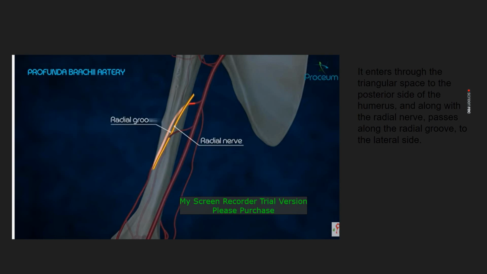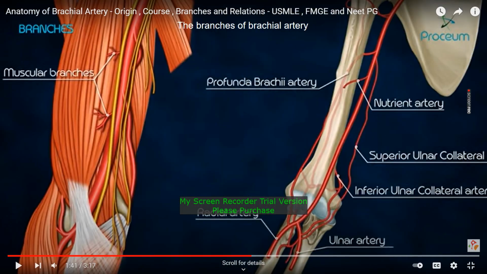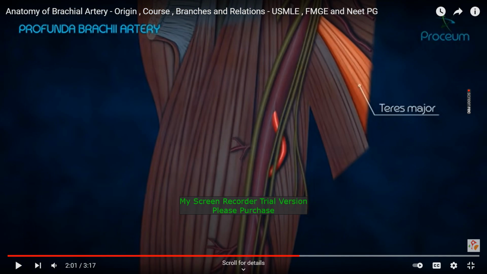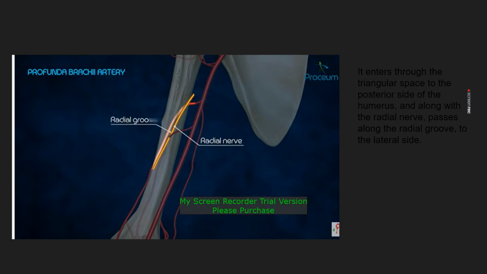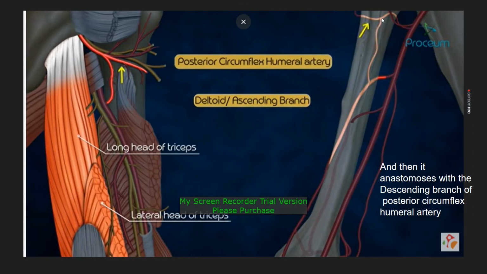As a quick review, we can go through the branches of the brachial artery again. The profunda brachii artery originates at the lower border of the teres major and crosses into the posterior side of the humerus through the triangular space, and then passes along the radial groove along with the radial nerve. It also gives rise to the ascending deltoid branch, which anastomoses with the descending branch of the posterior circumflex humeral artery.